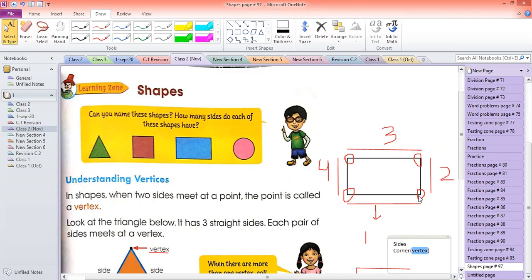So there are four corners, meaning there are four vertices. Okay guys, when we talk about only one, we say vertex. When we have more than one, like if we talk about corners, we will say vertices. When we talk about only one corner, this is the corner, that means this is the vertex. And when we talk about more than one, all of these are vertices now, not vertex.